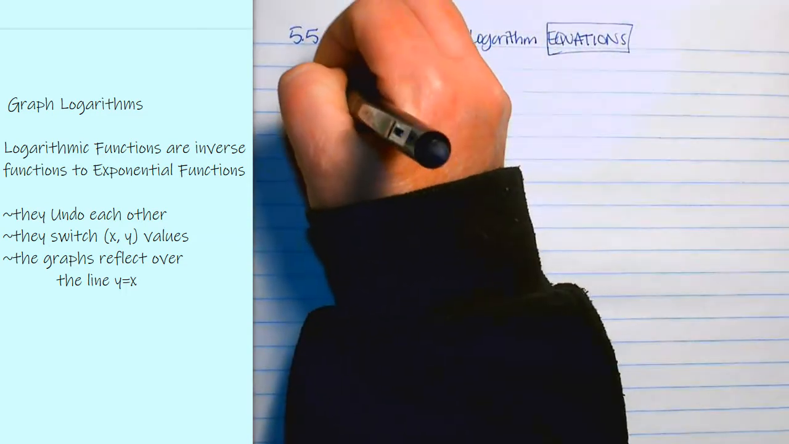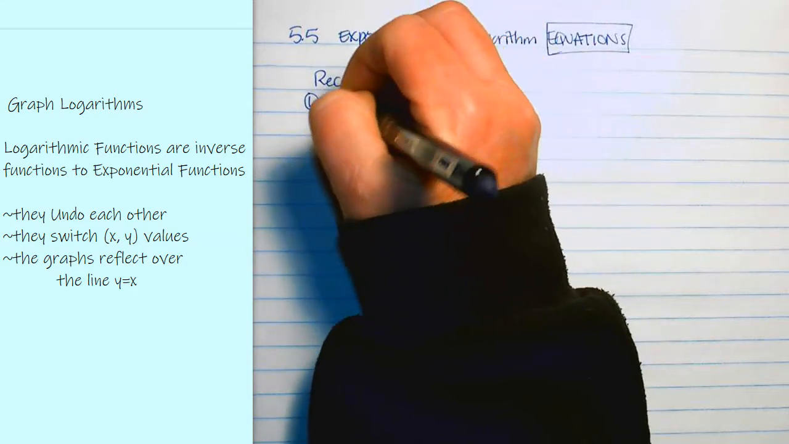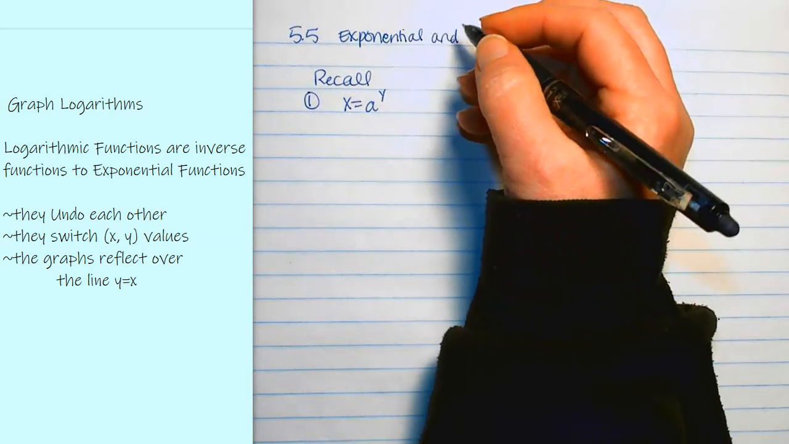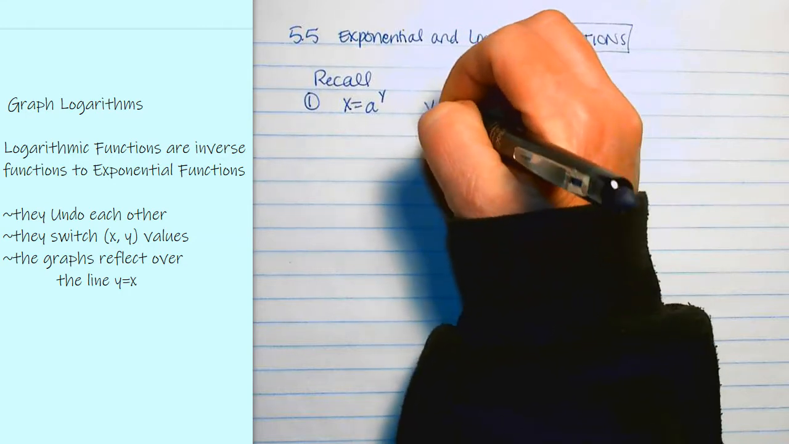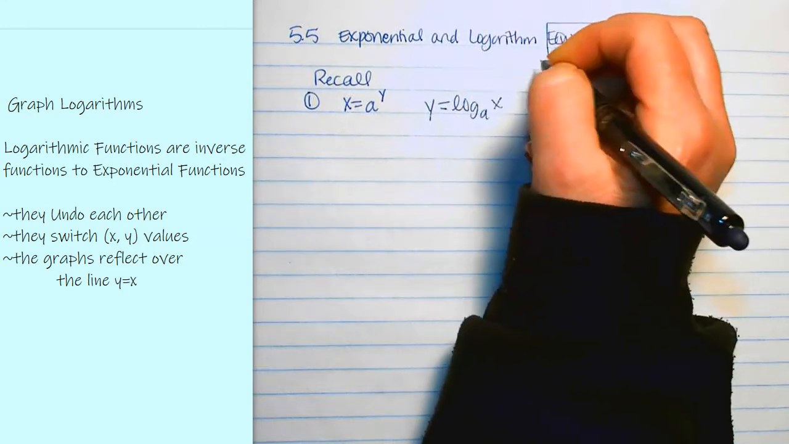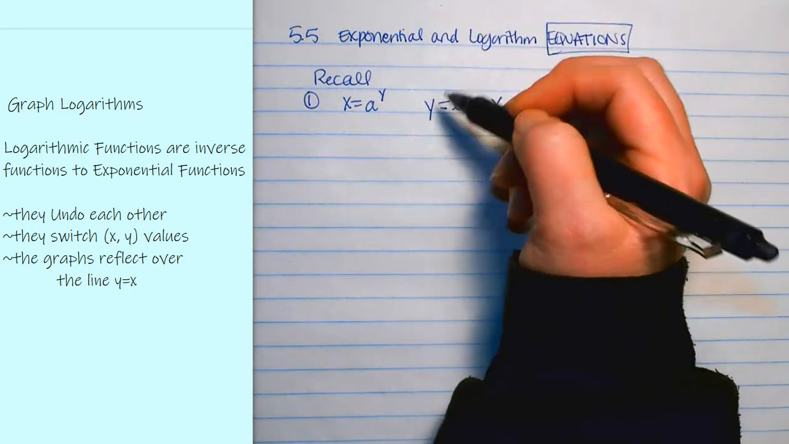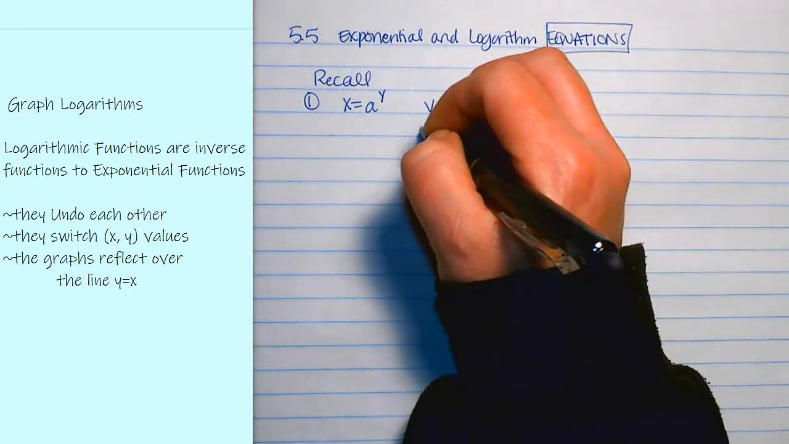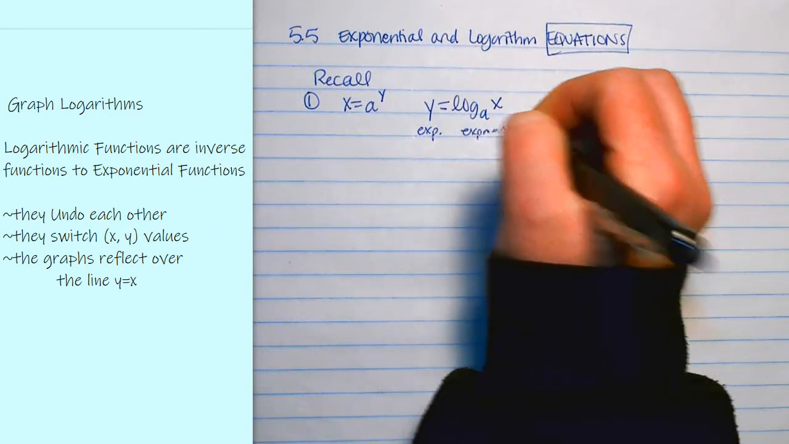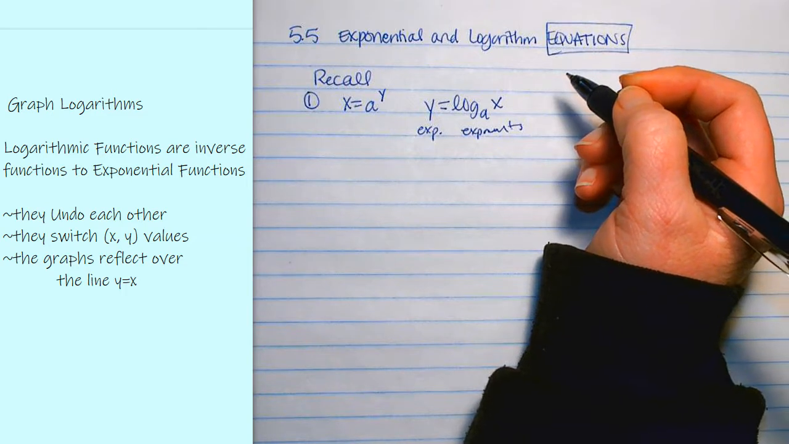So let's recall that if x equals a to the y, then y equals log base a of x, because y is the exponent, and logarithms are exponents. So number 1. Number 2, the inverse of a to the x is a logarithm.